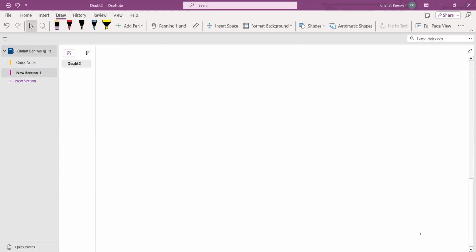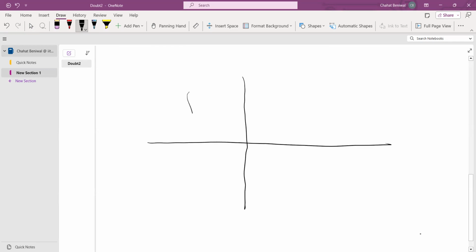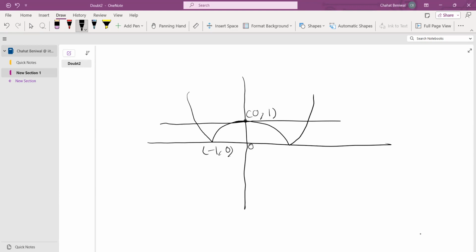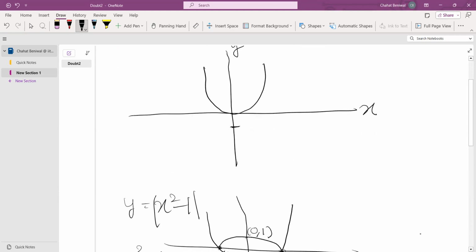Okay, so now I'm going to make the final graph. So y is equal to 1 is going to be this, parallel to the x-axis passing through 0 comma 1. And this is minus 1, 0. This is our origin. This is 1 comma 0. Okay, so what was the question? Area bounded by the curves.